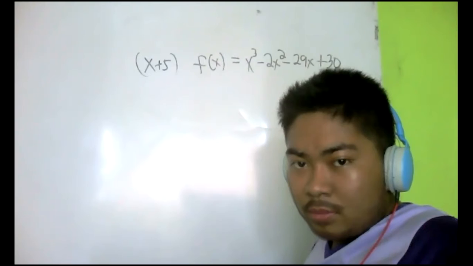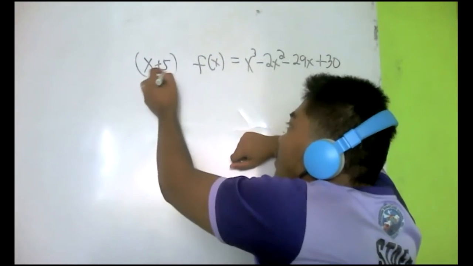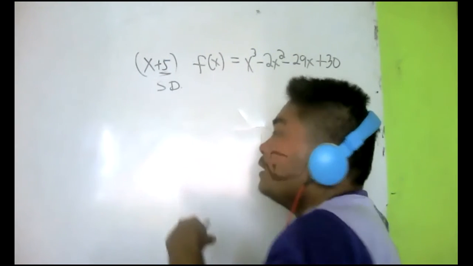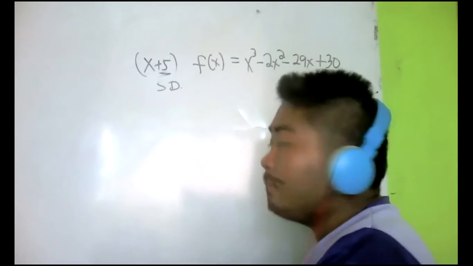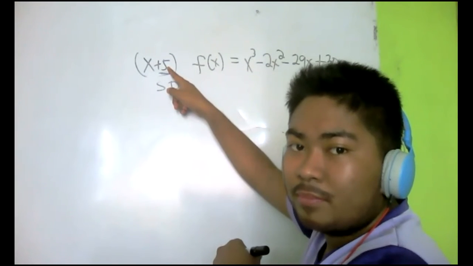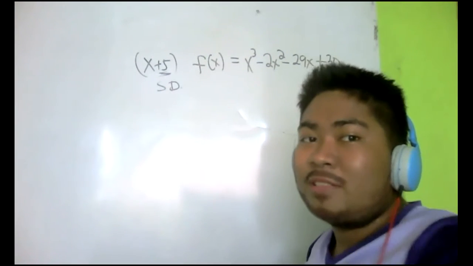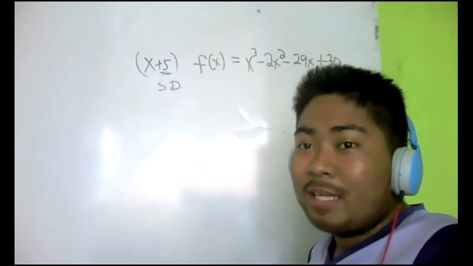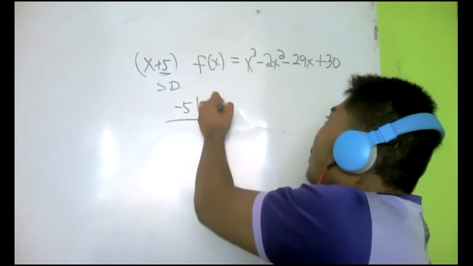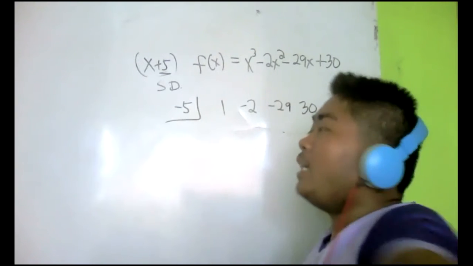Gamitin lang natin ulit to using the factor theorem. Itong 5 na to, gagamitin lang natin siya. Sa synthetic division naman tayo, mas madali naman siya. Ang gagawin natin sa 5? If it is positive 5, magiging negative 5. So, kunin natin to: 1, negative 2, negative 29, and 30.